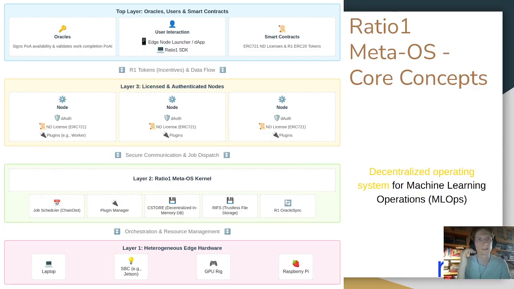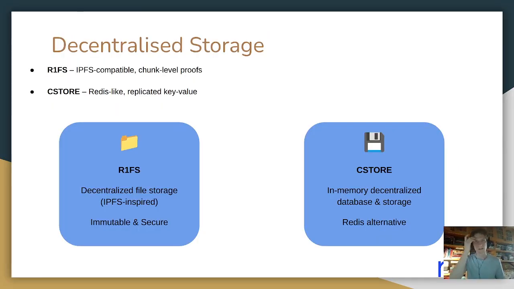Above this core layer, we have the licenses and the authentication. We use the hash, which is a great way to share credentials in a trustless environment. So basically, a node will get connected to the network only when it has an active license, when its address is connected to an active license. And above this layer, we have the top layer, where we have the smart contracts, user interfaces, how you can interact with the Ratio1 ecosystem.